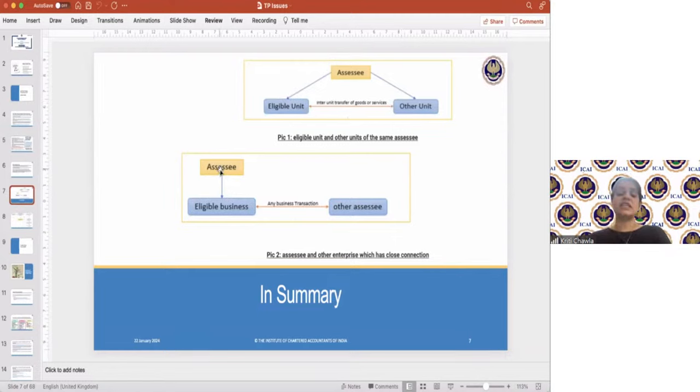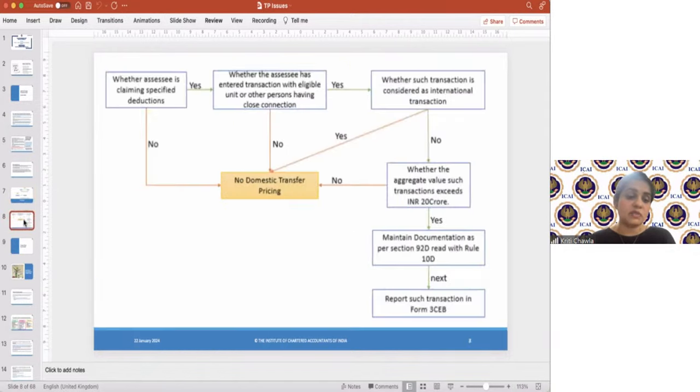Another thing, if there is an assessee and this assessee has an eligible business, when they say eligible business, it means the business which is eligible under section 92BA, as in the one which is claiming tax holiday. And this eligible unit is having a business transaction with any other assessee, well, then also you'll have to make sure that these are happening at arm's length price. But for this purpose also, you'll have to make sure that the aggregate of the transactions is more than 20 crore rupees.